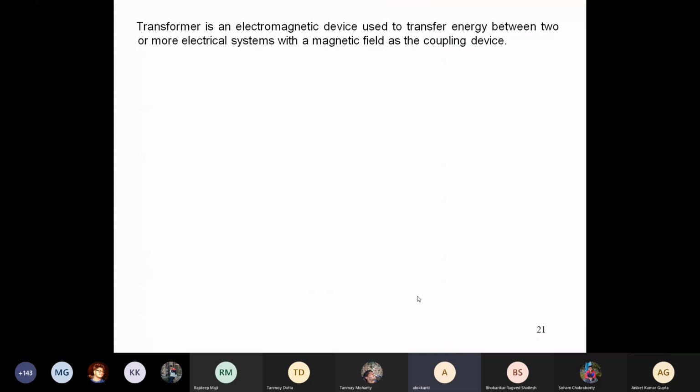So what is a transformer? It is basically an electromagnetic device that is used to transfer energy between two or more electrical systems with the magnetic field as the coupling device. The coupling device is basically the magnetic field. So electrical energy is transferred to the magnetic energy, and that magnetic energy is again transferred to the electrical energy. So in between basically comes the magnetic field. It is basically an electromagnetic device used to transfer the energy between two or more electrical systems. As I told, it can be used to step up or step down the voltage levels.